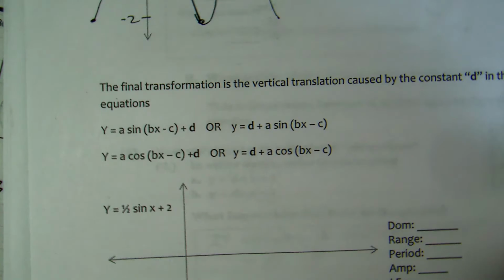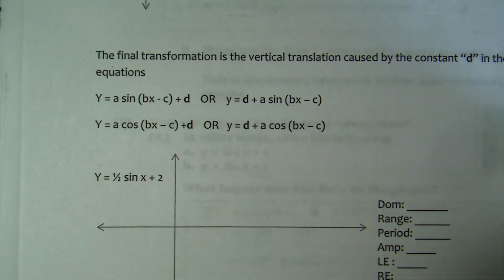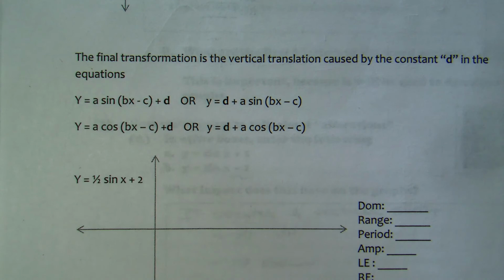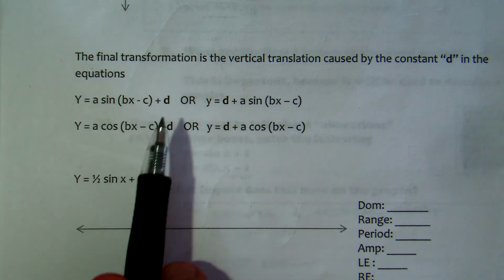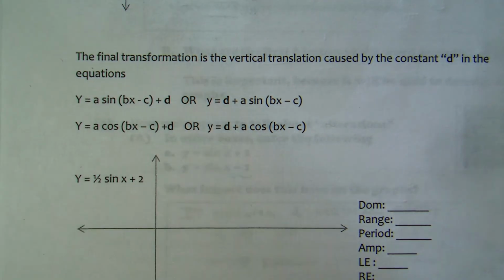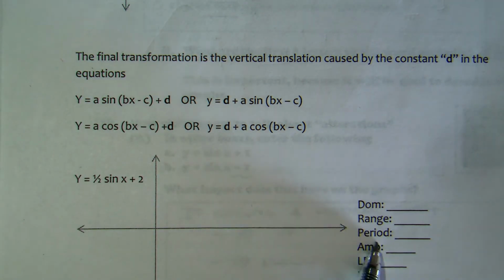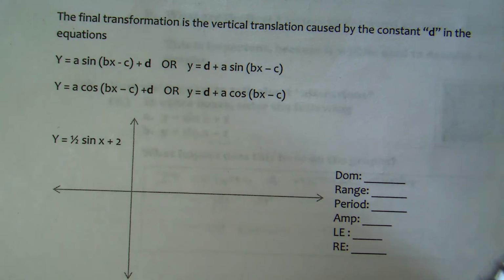All right, the last type we're going to talk about is vertical transformations. They're caused by the constant d outside. It can come after the function or before the function. It's not going to matter. That's not going to affect the amplitude, it's going to affect the range, because the amplitude is still the same.